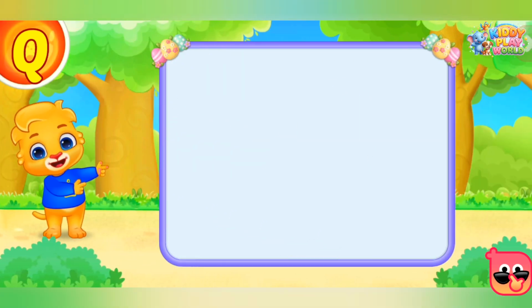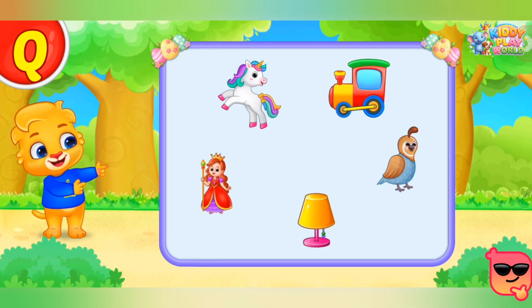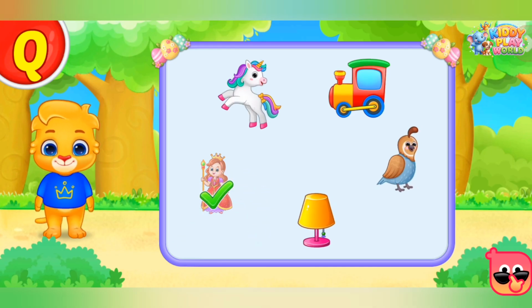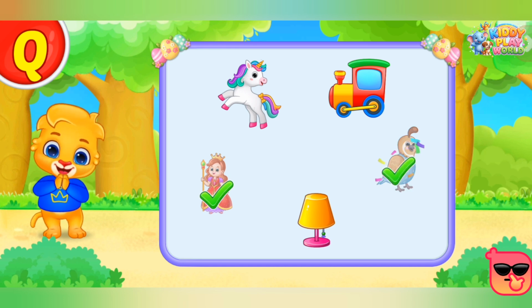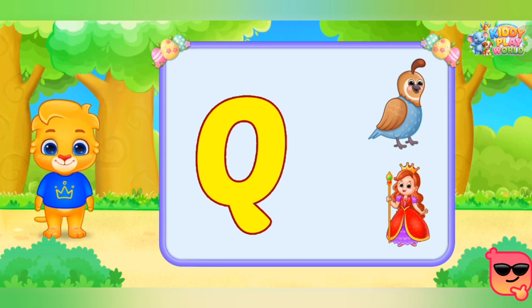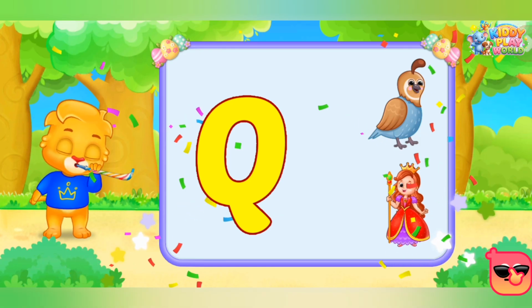Tap the picture that starts with letter Q. Woo! Q is for quail. Q is for queen. Well done.